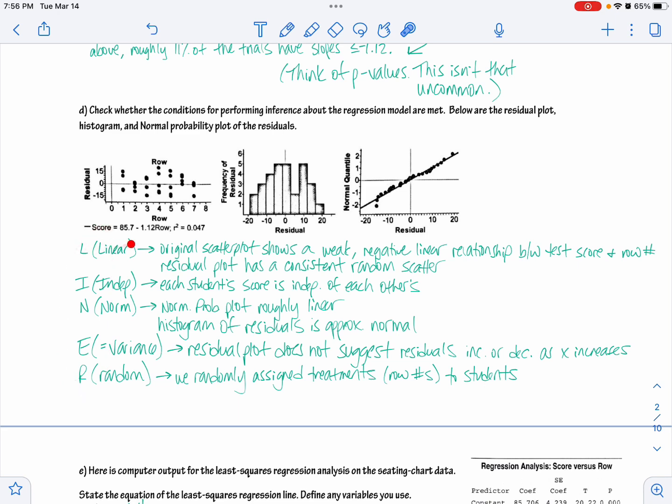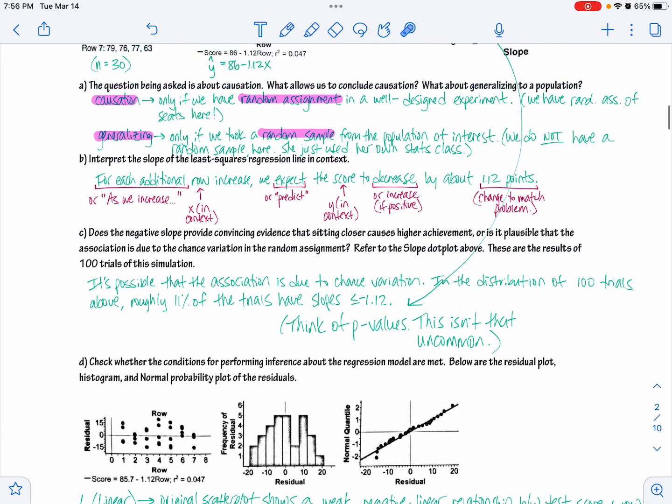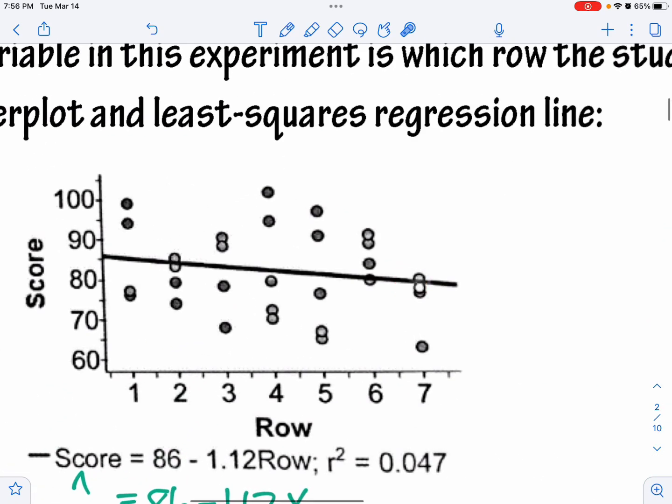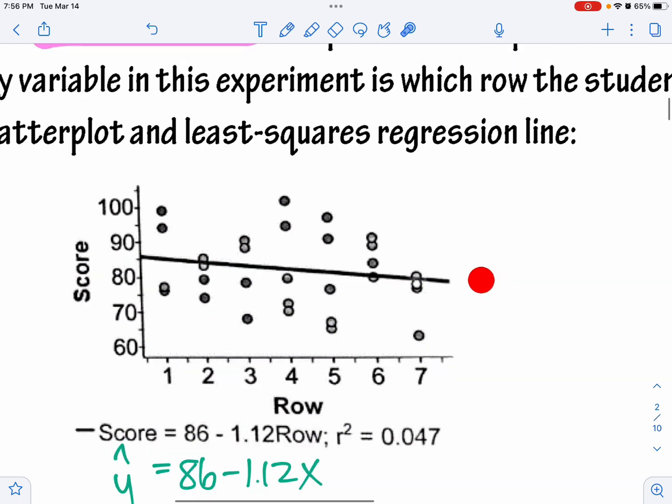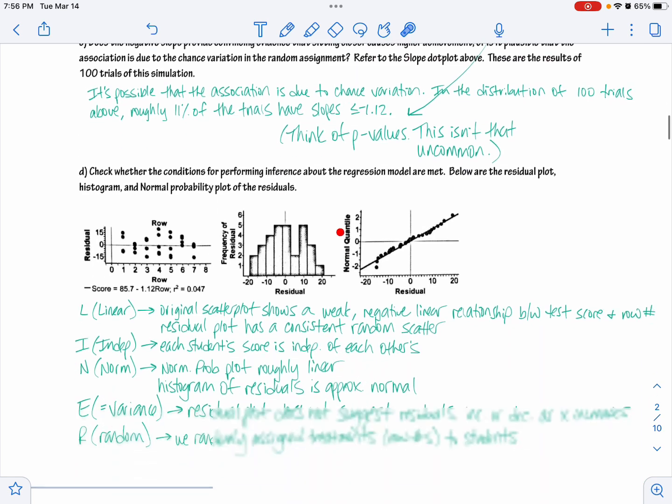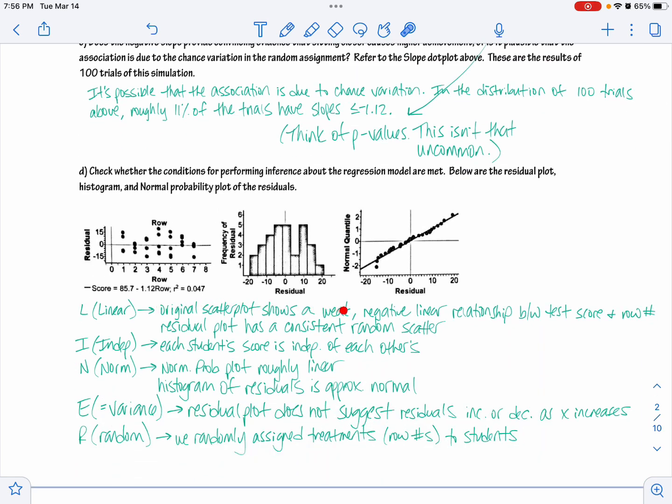So the L stands for linear. Is it okay that we refer to this scatter plot as linear as opposed to quadratic, exponential, anything else? Yeah, it is a weak correlation, but I do believe I would use the word linear to describe it because I am not seeing any other type of shape that I can recognize, okay? So for reason number 1, the original scatter plot shows a weak negative linear relationship between the x and the y, the test score and the row.